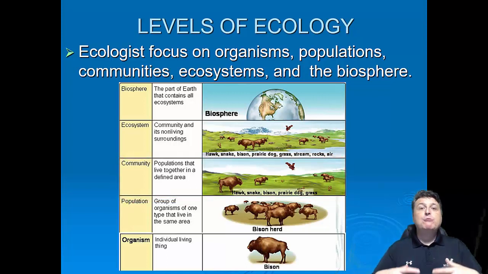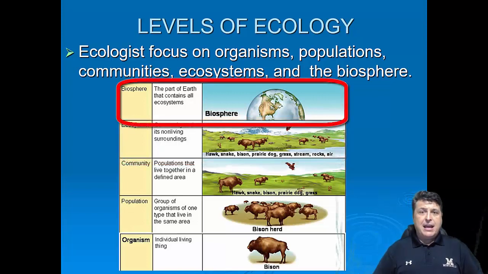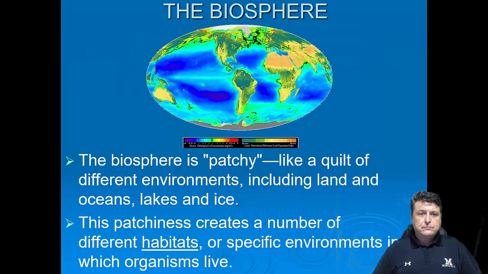From communities, we move into ecosystems. And ecosystems are going to include the non-living components of that particular environment. So we have both the living and the non-living components that are then part of that ecosystem. And then our largest level is the biosphere, which is all of the various ecosystems working together to create a self-contained system of life.